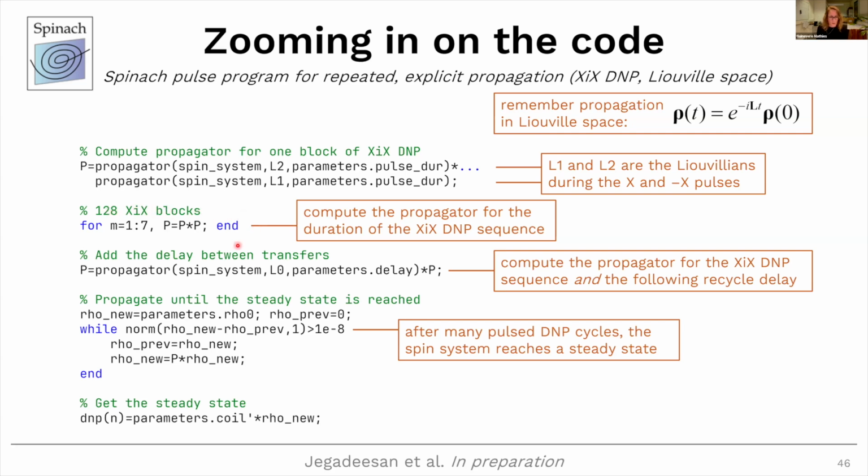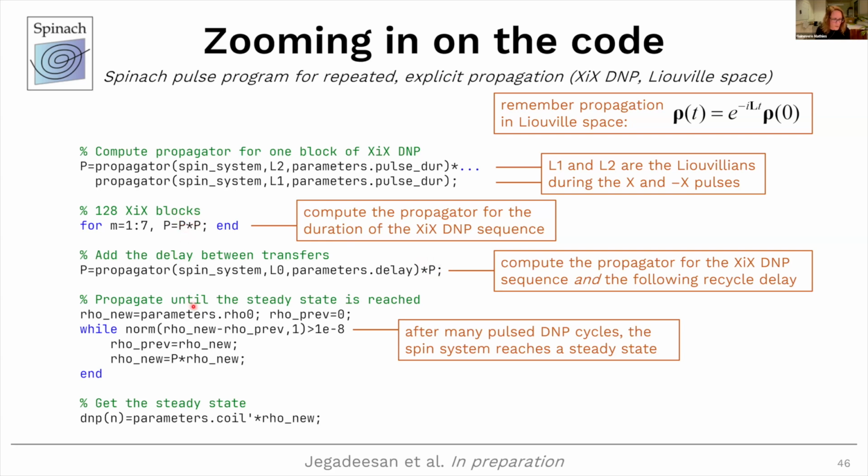Finally, to get a total propagator of my DNP pulse sequence plus the delay, so this is now essentially the block that I'm repeating every time when I'm doing the DNP cycles in pulsed DNP, I just need to add the propagator for the delay. So here I wrote the Liouvillean as L0, so there's no microwave irradiation at this time. So this gets me my final propagator P. I multiply it with P as I calculated that in the previous line of code.